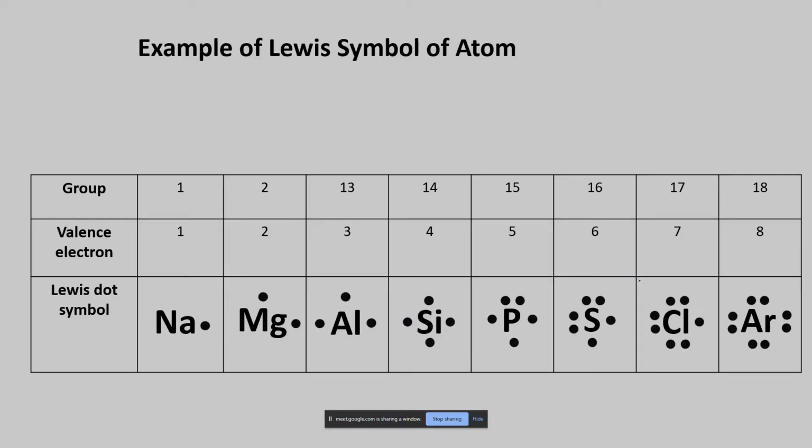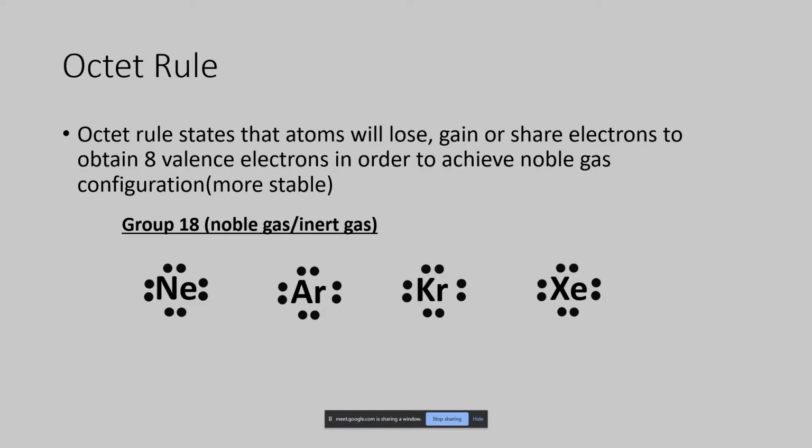Okay, so this is an example of Lewis symbol. So if you see, so sodium, magnesium, aluminium, silicon, phosphorus, sulfur, chlorine and argon. And this kita hanya tulis valence electron dia sahaja kan, macam saya cakap tadi. So this is an example of how we represent those atoms. Okay, what is an octet rule?